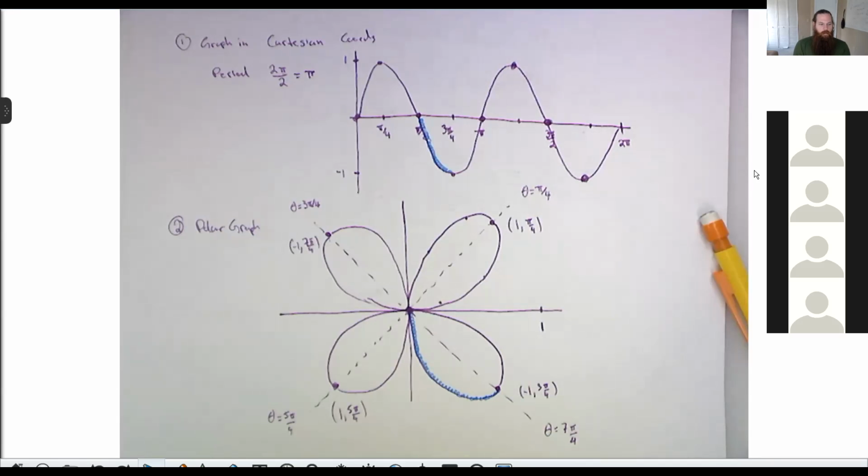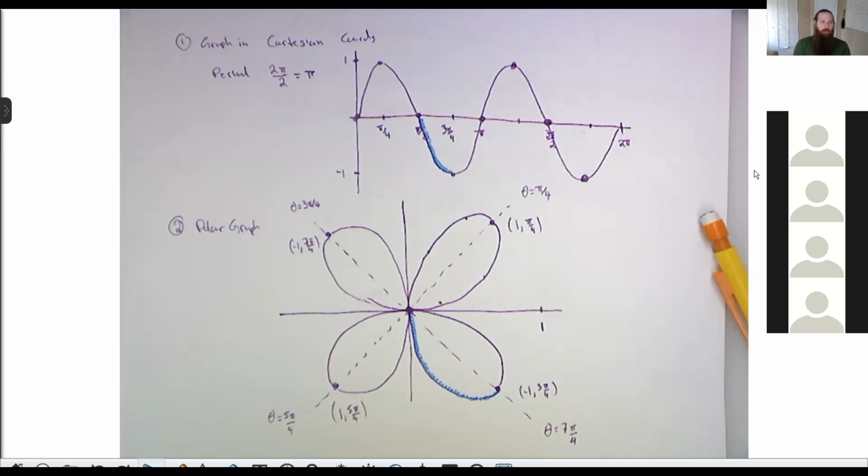If the angular velocity, the constant in front of the theta inside of sine, is odd, then you'll have that number of petals. If it's even, you'll have double that number of petals. It's because when this is odd, you end up tracing each petal twice. But when this is even, the geometry works out such that you trace each of these only once.